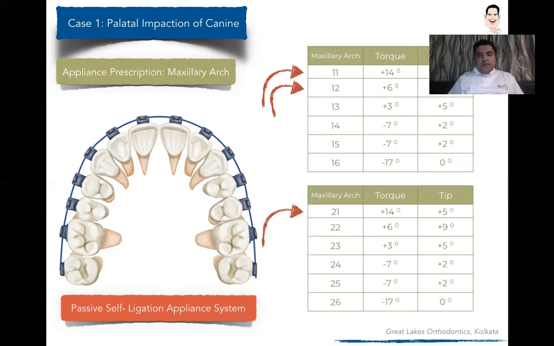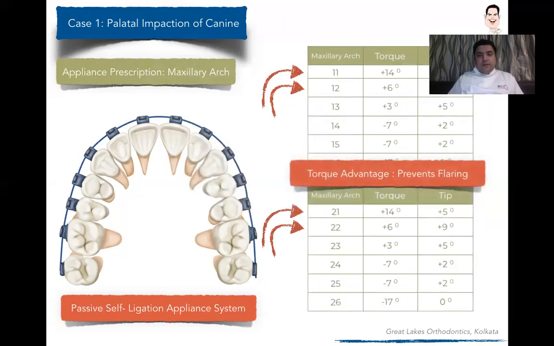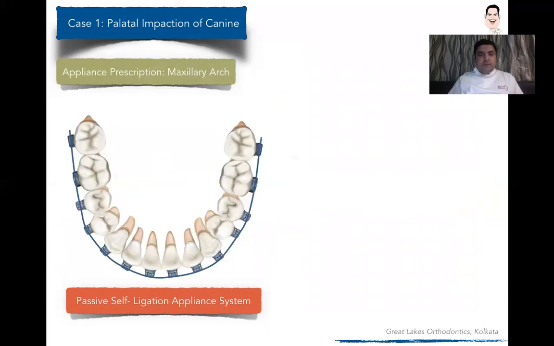The upper on the left side is also the same. So that's the prescription in the upper arch. We need to take the aspect of torque advantage into account: when we have less torque in a non-extraction treatment, we prevent a lot of flaring.